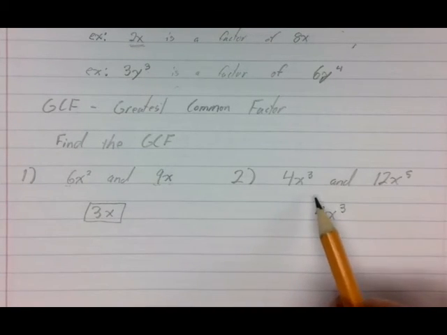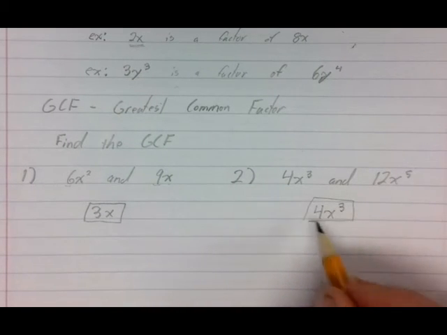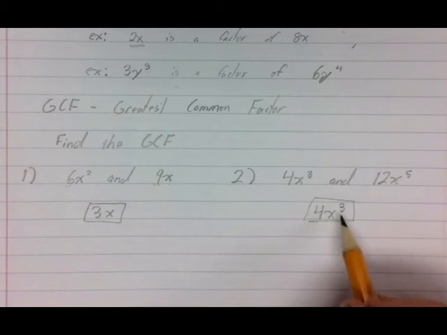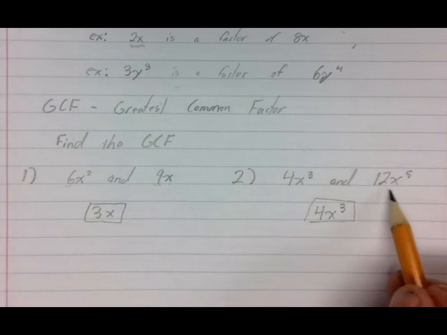And if you think about it, I can multiply this times something to get both of these. Okay, I can multiply it by 3x squared to get 12x to the fifth.